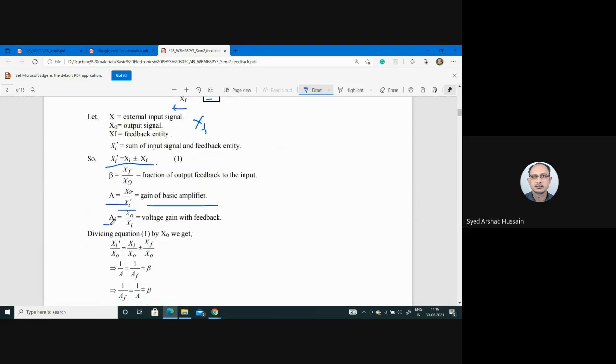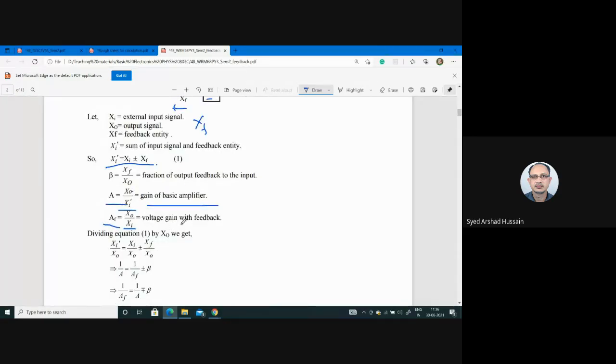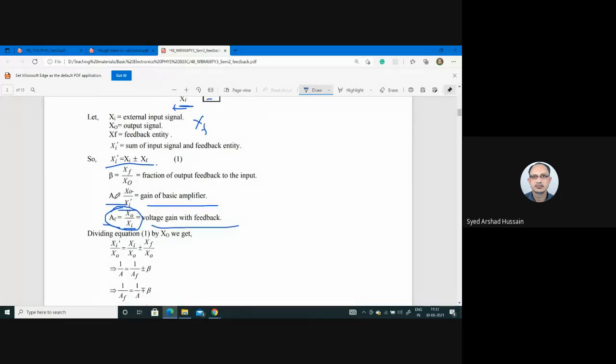And AF is the gain of the whole system with feedback. So in that case, it is the original output divided by the original, your external input. So X0 divided by Xi. So this is equal to the voltage gain with feedback. And remember, this gain includes the effect of feedback, because Xi actually changes due to this part. That's why AF is different from A.